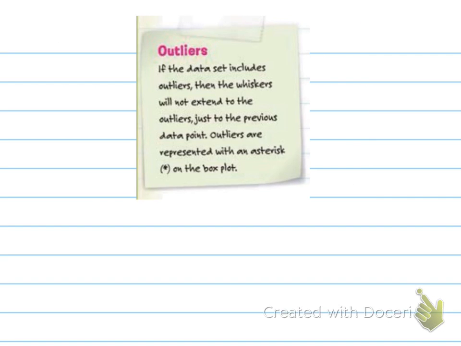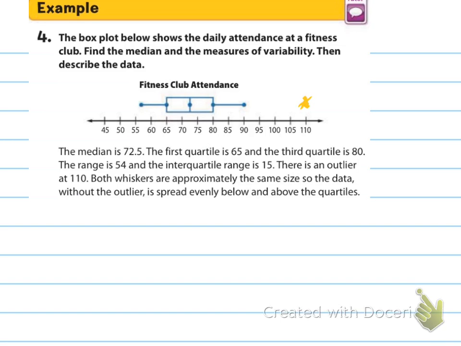So outliers. If the data set includes outliers, then the whiskers will not extend to the outliers, just to the previous data point. Outliers are represented by an asterisk on the box plot. So that's what they showed us here. We've got the little asterisk that shows that this is the outlier, but this is the next largest value, and that's what we would use as our upper extreme because the outlier isn't included in that.